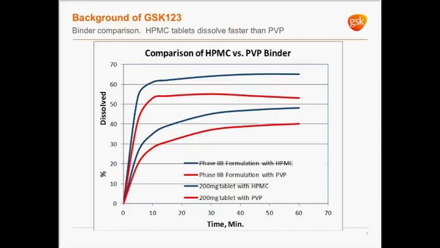This slide is similar to the previous slide, but in this case, we're able to compare the impact that the two different binders have on the dissolution rate. What's interesting to see in this slide is the difference in the dissolution rate that HPMC has when compared to PVP. When HPMC is used in the tablet formulation, the rate is faster, and the overall dissolution is more complete than when PVP is used in the formulation.